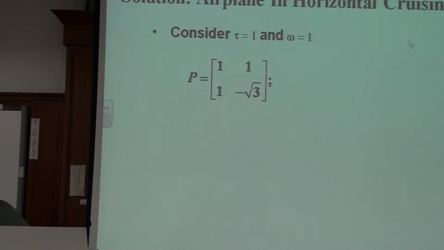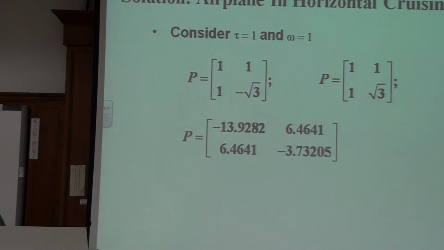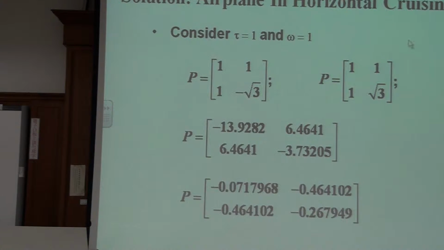All right. Now consider tau equal to 1 and omega equal to 1. Then from the equations we saw, we can obtain P, and there are 4 different P you can have. Now which P is the right P? I'm going to give you some hint. Of course, you know P has to be positive definite.